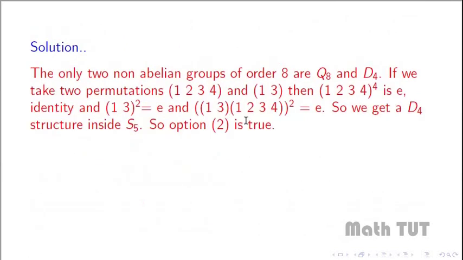You can see what I have taken is an element of order 4, an element of order 2, and I have operated this order 2 element with the order 4 element. If you operate it, you will get basically again a product of 2 disjoint cycles (1 2)(3 4), which is again of order 2, and that means its square will be equal to the identity element. So we get a D4 structure inside S5. So option 2 is basically a true statement.